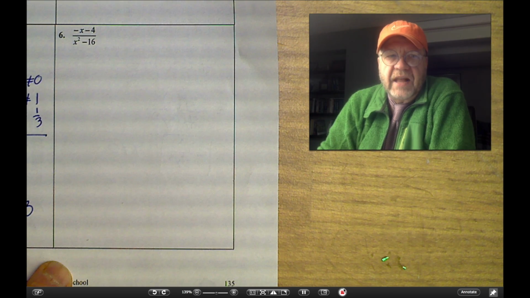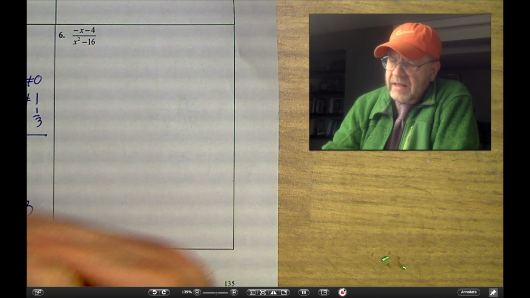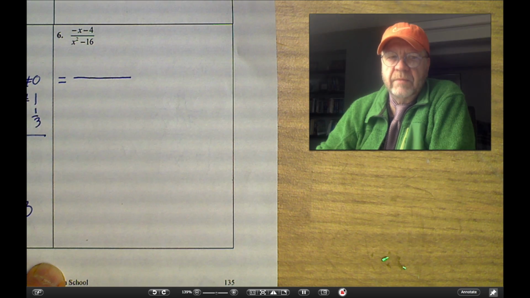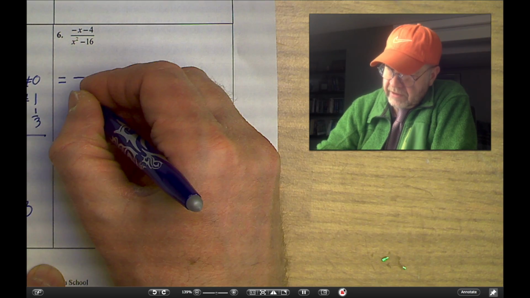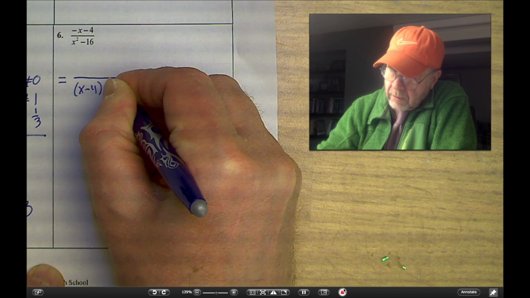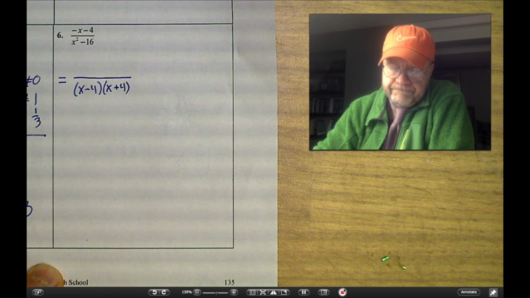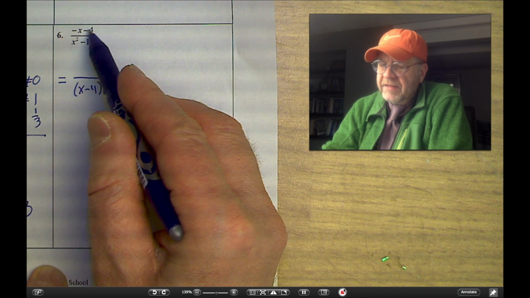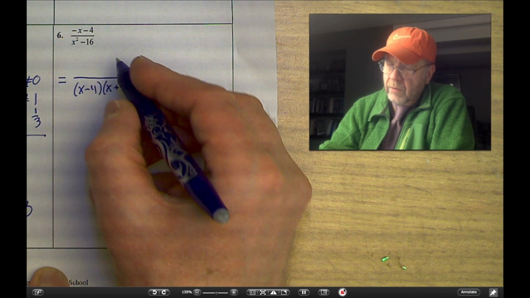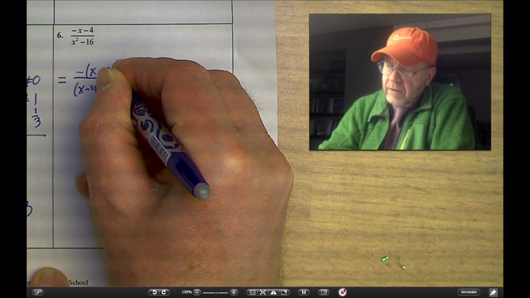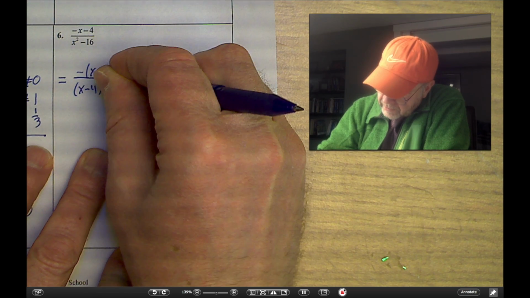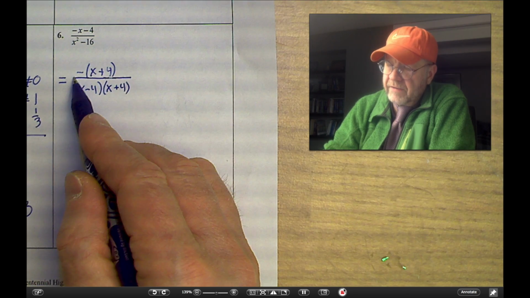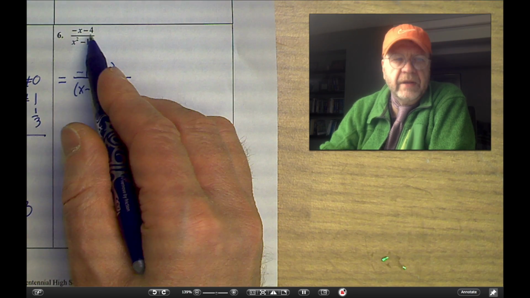All right, last one. Well, it might not be immediately apparent where to begin, but I know that x squared minus 16 is a difference of squares, and I know what a difference of squares looks like. Yeah? And this might help you figure this out here. So do you see anything up here? We got a negative x minus 4. Well, is that not the same as negative 1 times x plus 4? Sure it is, because negative times x would be negative x. Negative times positive 4 would be negative 4.